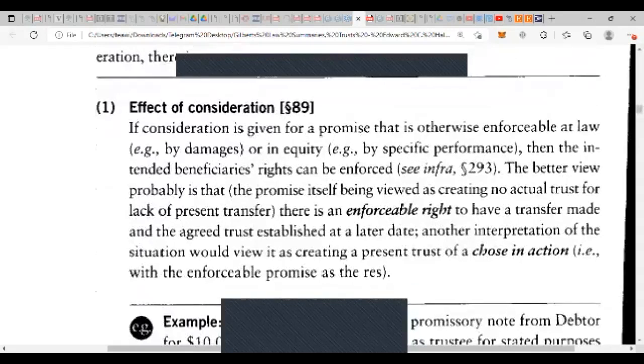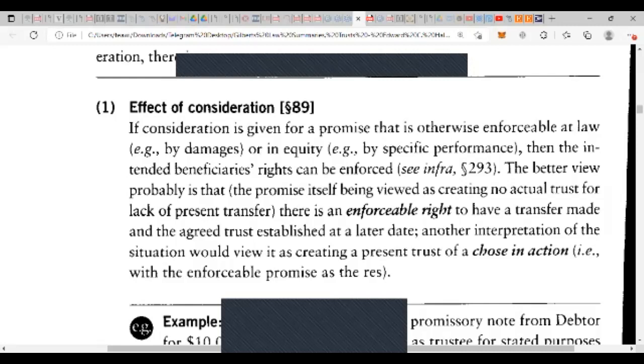1. Effect of consideration, Section 89. If consideration is given for a promise that is otherwise enforceable at law, such as by damages, or in equity, such as by specific performance, then the intended beneficiaries' rights can be enforced. See infra 293. The better view probably is that the promise itself being viewed as creating no actual trust for lack of present transfer, there is an enforceable right to have a transfer made and the agreed trust established at a later date.